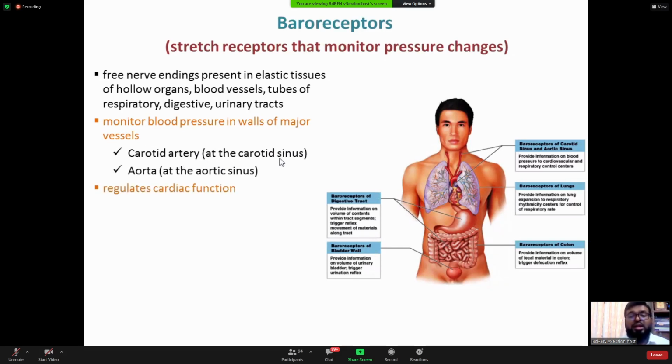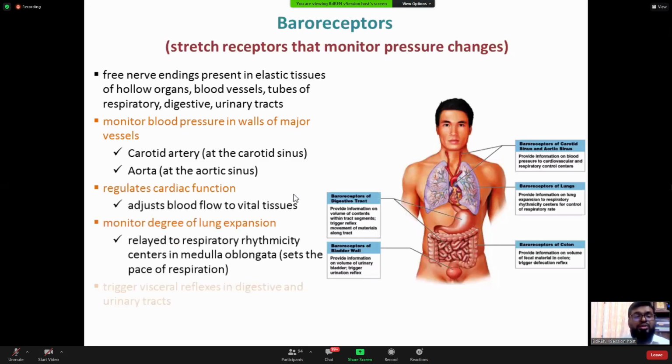Now you can see these carotid sinuses are the baroreceptors, right? These are actually stretch receptors that monitor the pressure changes. And what do they do? I'm not going to detail it. You just have an idea. Then these are related to the autonomic reflexes. And these are done by the receptors known as the baroreceptors, carotid sinus.